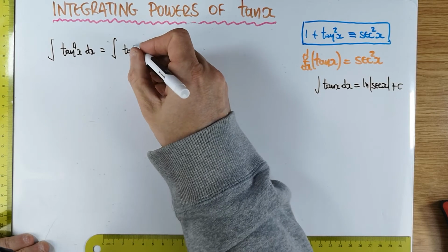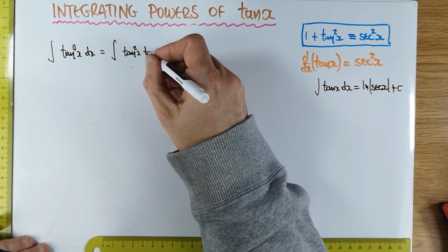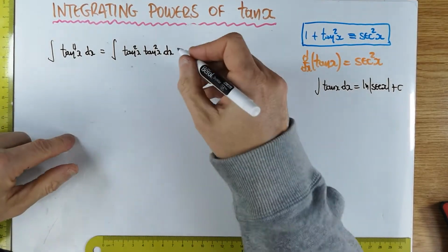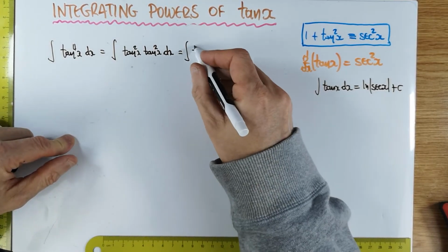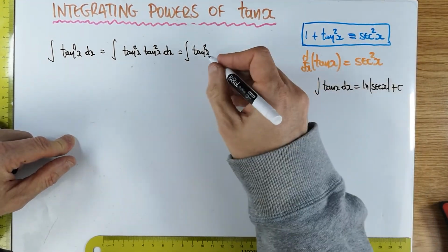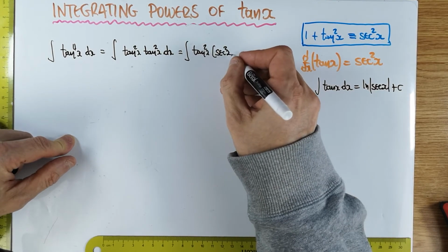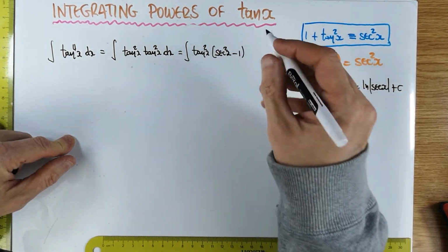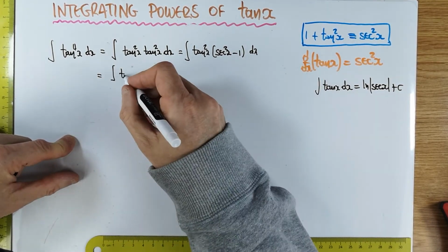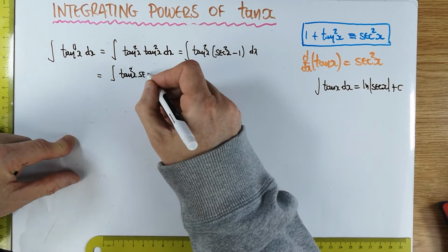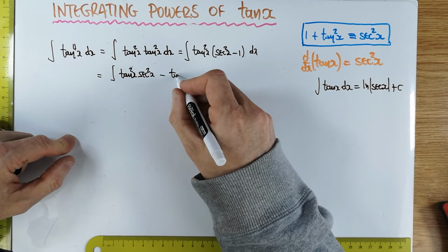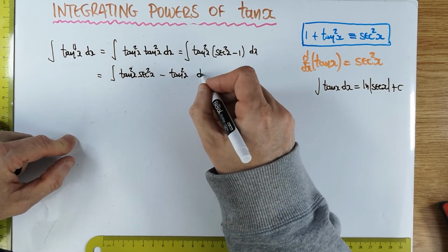So let's write it as tan squared of x times another tan squared of x. And what we can do there is swap one of the tans. It doesn't really matter, of course, which one. Let's say we swap the second one, so that's using the identity sec squared of x minus 1 dx. Multiply our bracket, so we're going to get tan squared x sec squared x. We've just done a similar integral to that, minus a tan squared of x dx.